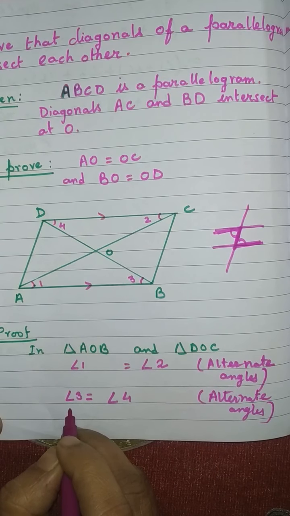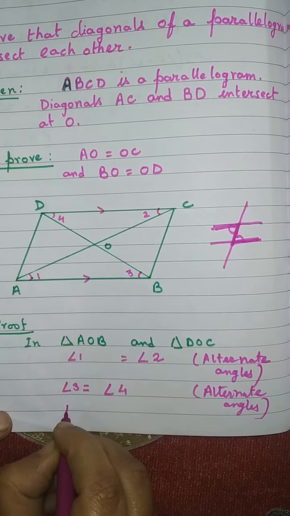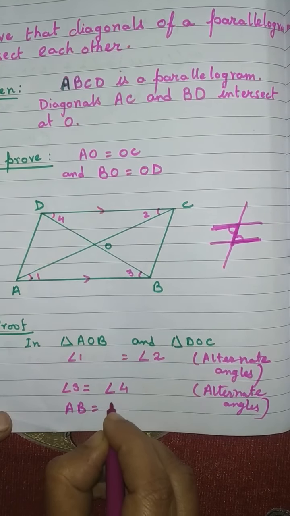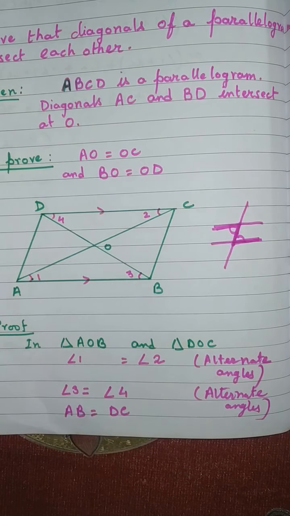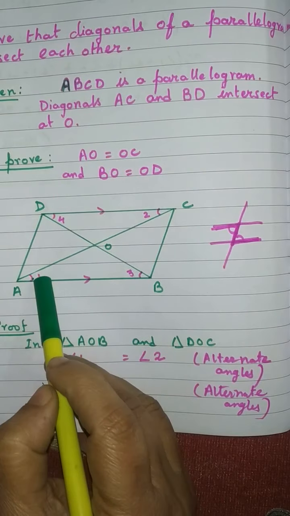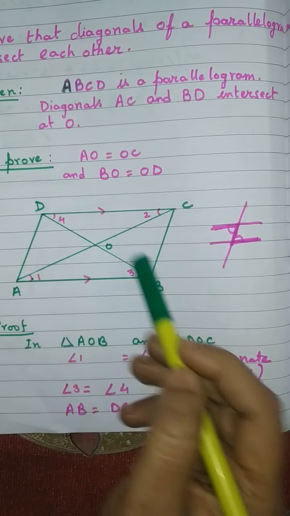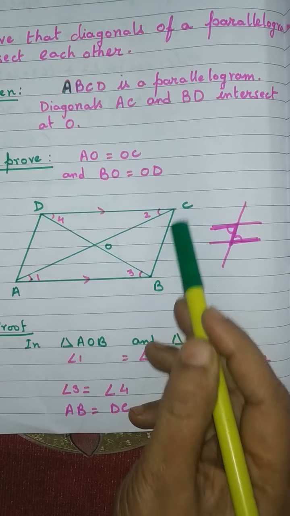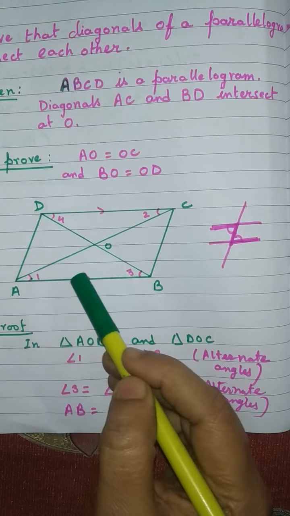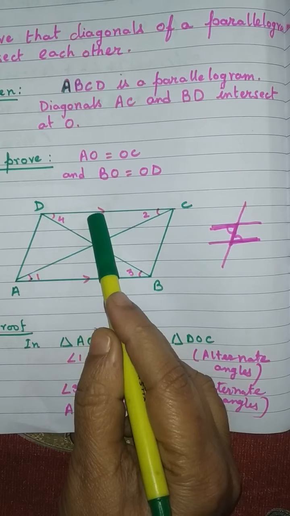And AB is equal to DC. Why is AB equal to DC? Because opposite sides of a parallelogram are equal and parallel. So the basic thing of a parallelogram is that the opposite sides are parallel and equal. So in this figure, AB is parallel to DC and AB is equal to DC, and AD is parallel to BC and AD is equal to BC. मुझे इन दोनों की जरूरत नहीं है, जिसकी जरूरत है वो मैंने लिखा है AB is equal to DC.